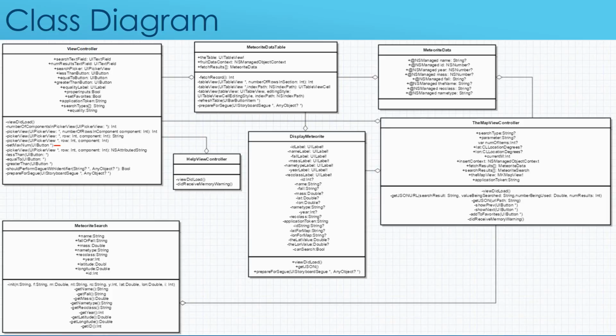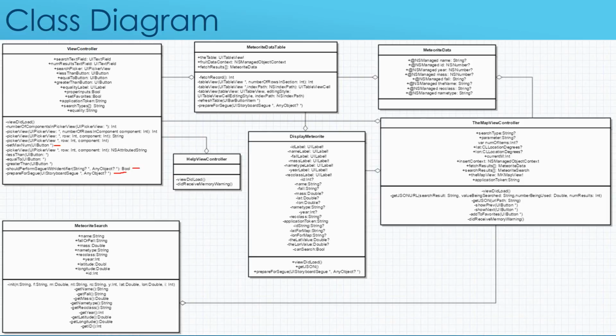So now if the user left either parameter blank or filled in one of the parameters incorrectly, the should perform segue function would stop the user from segueing, and it would pretty much return false, so the user would not segue into the next view.